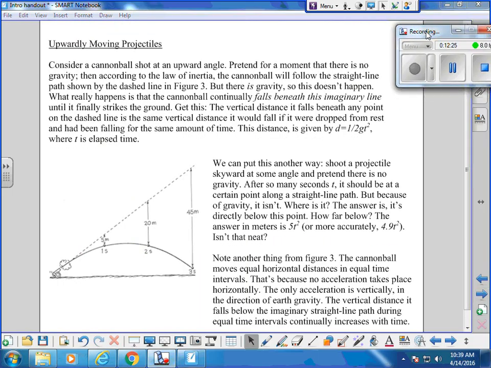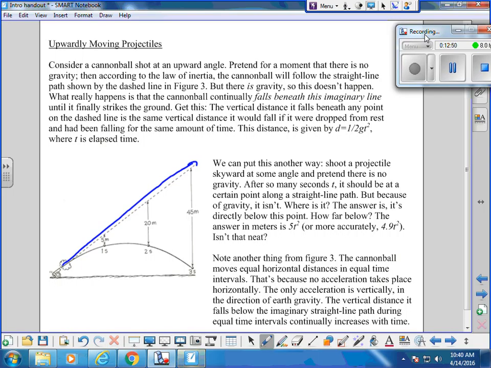Okay, so now the question is, and Nate and Cole and a couple other people have talked about, that's assuming that that rifle is fired straight sideways. So, consider a cannonball shot at an upward angle. Pretend for a moment that there is no gravity, then according to the law of inertia, the cannonball will follow a straight line. So here it is right here, right? It's going to be fired straight up like that because there's no gravity.